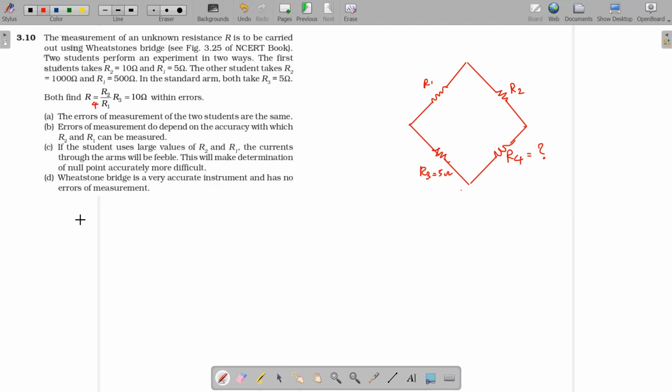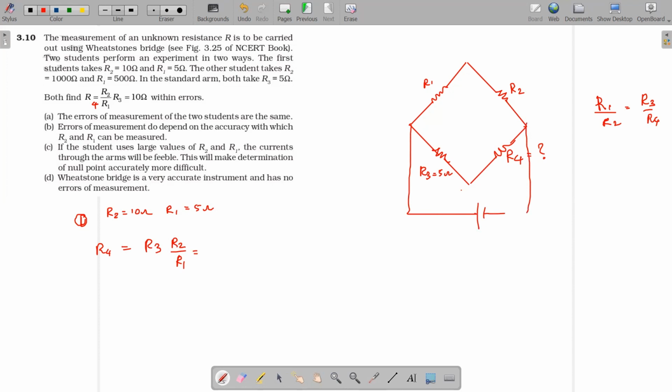The first person is keeping R2 as 10 ohm and R1 as 5 ohm. So R4 will be equal to, we know the condition, P by Q, R1 by R2 equals R3 by R4. So taking R4 out, R4 equals R3 into R2 by R1. R3 is given as 5 ohm.